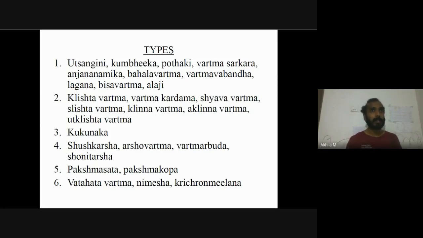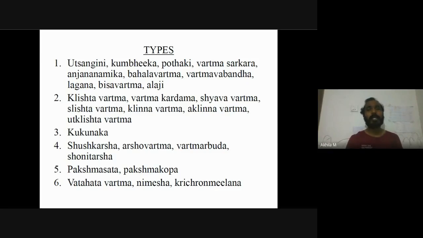And the diseases related to Vata Dosha predominance: Vata Kada Vartma, Nimesha, Kruchurumila. Okay, that are mainly because of the Vishesha Vata Doshas. Due to the Vishesha Vata, this Vata Kada Vartma is happening, Nimesha is happening, and Kruchurumila is also happening. So like that we can also group together. According to the Dosha predominance, or otherwise according to the swelling, different types of swellings are there. Accordingly, we can also group together.